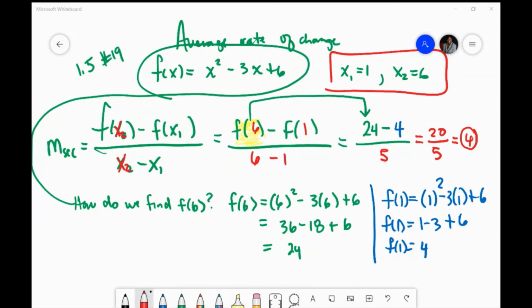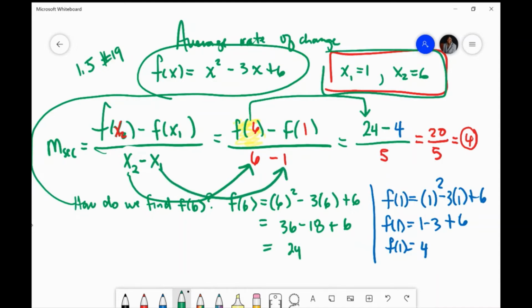Where did we get the 5 from again? I'm sorry, I was writing down and trying to listen at the same time. That's fine. The denominator is just simply x of 2 minus x of 1. They gave me x of 2 is 6. They gave me x of 1 is 1, right? They give you that information in the problem. Oh, okay, I get it.